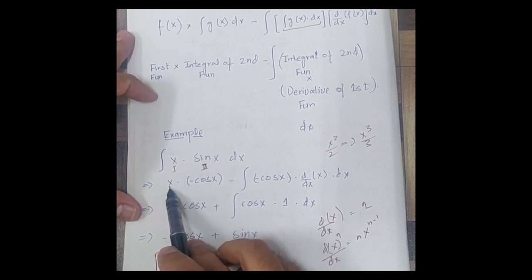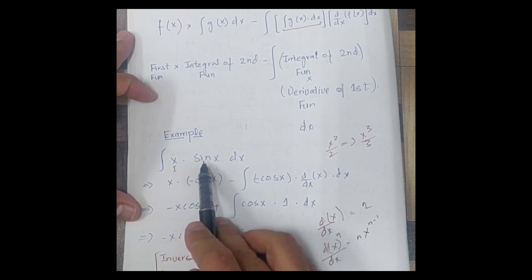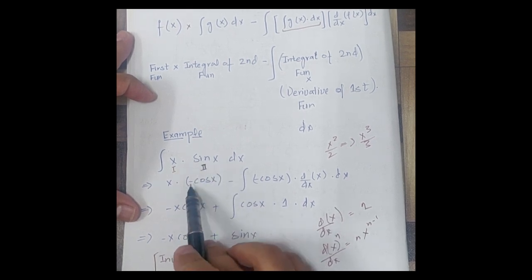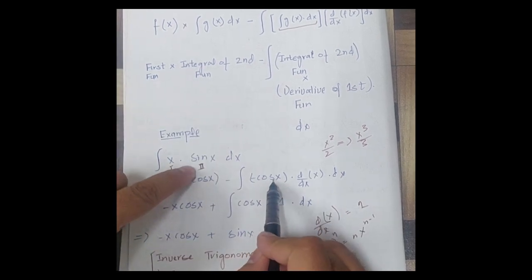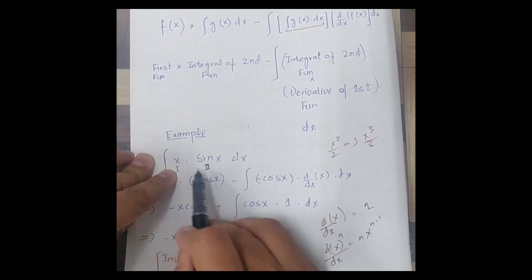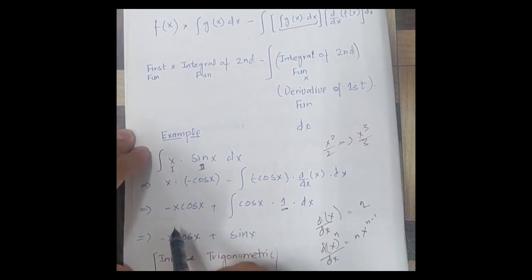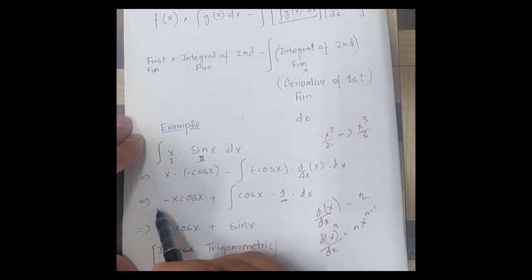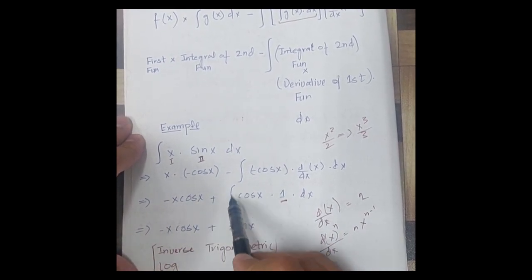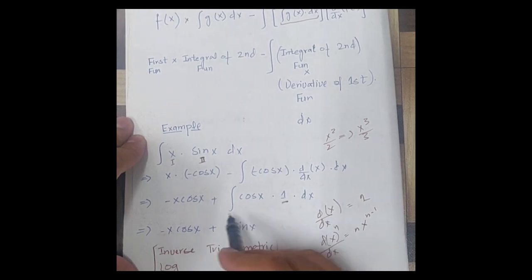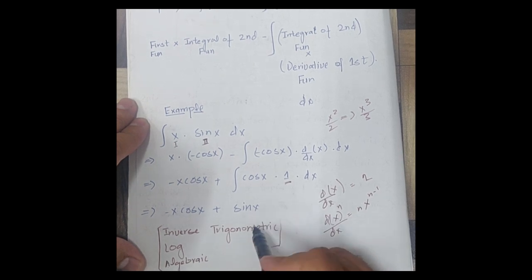So first function as it is, x, multiplied by the integral of the second function. The integral of sine of x is minus cos of x, minus again the integral of minus cos of x times the derivative of x. The derivative of x is 1. So the expression becomes minus x cos of x plus the integral of cos of x times 1 dx. Now, minus x cos of x plus sine of x, that's the solution.